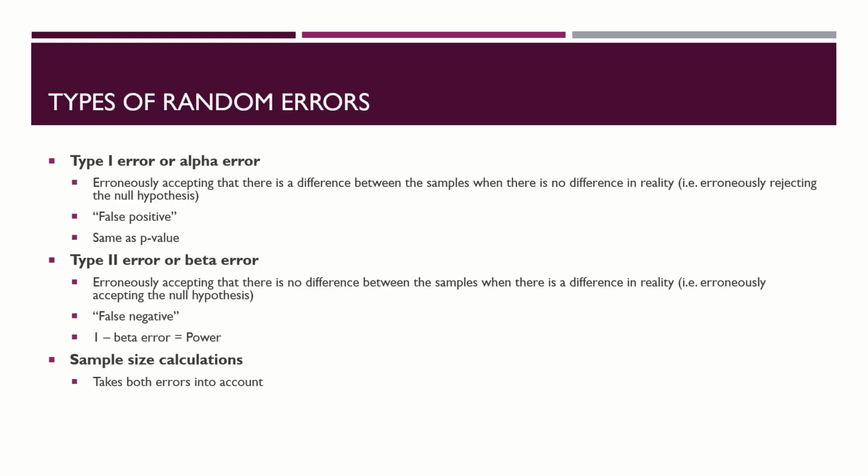And there are two types of random errors here. One is the type 1 error or the alpha error. This is erroneously accepting that there is a difference between the samples when there is no difference in reality. In other words, erroneously rejecting the null hypothesis. Null hypothesis means there is no difference between the two samples. So null means zero, hypothesis theory. So there is no difference between the two samples.